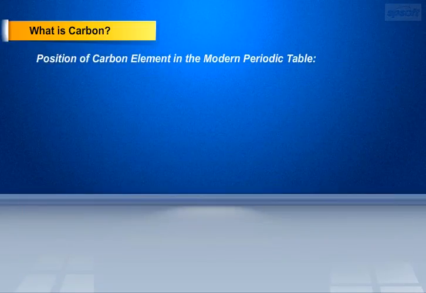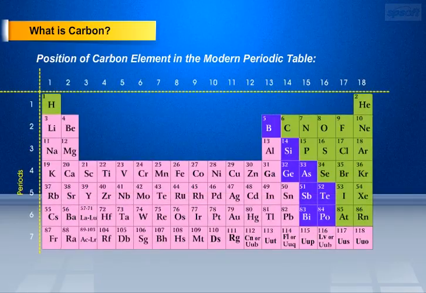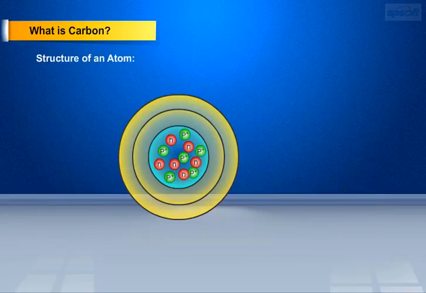Now, let us move on to the pictorial representation of carbon in the modern periodic table. Here, in the periodic table you can see the element highlighted in the animation, which is located in the 14th group, is said to be the carbon element. Let us discuss the atomic structure of carbon.